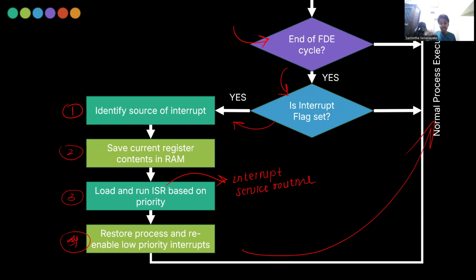And finally, once that's serviced and once the interrupt has been successfully resolved, the previous process, in step number 2, we save the current register contents. Those register contents are restored, thereby allowing us to continue what we were processing earlier and also re-enable any low priority interrupts and carry on with the normal execution process.